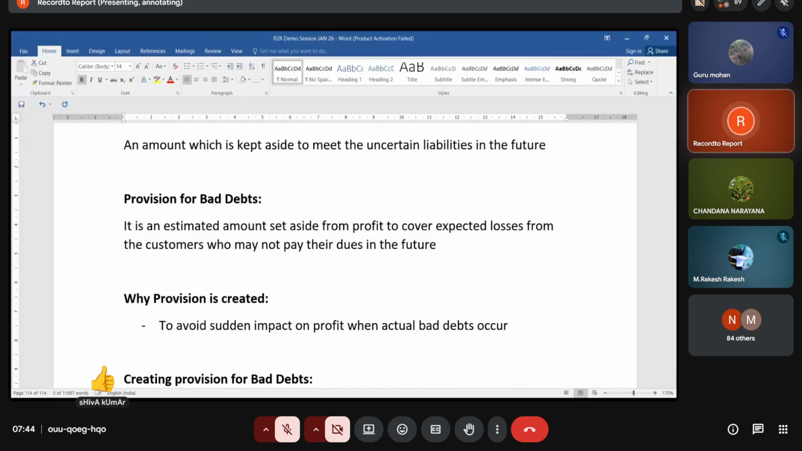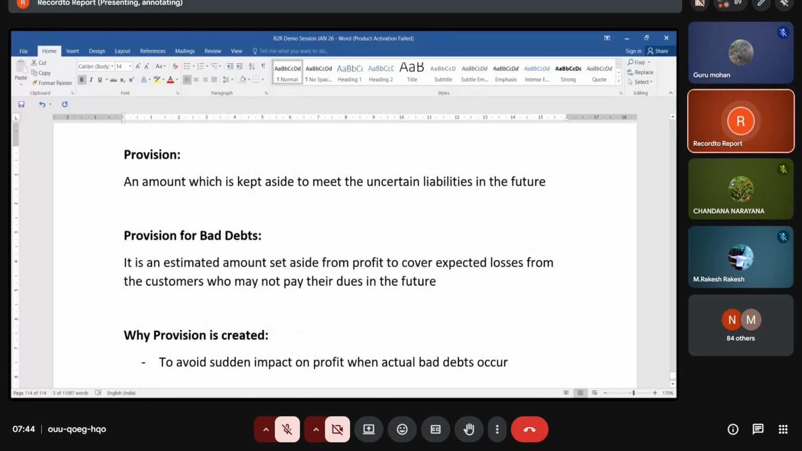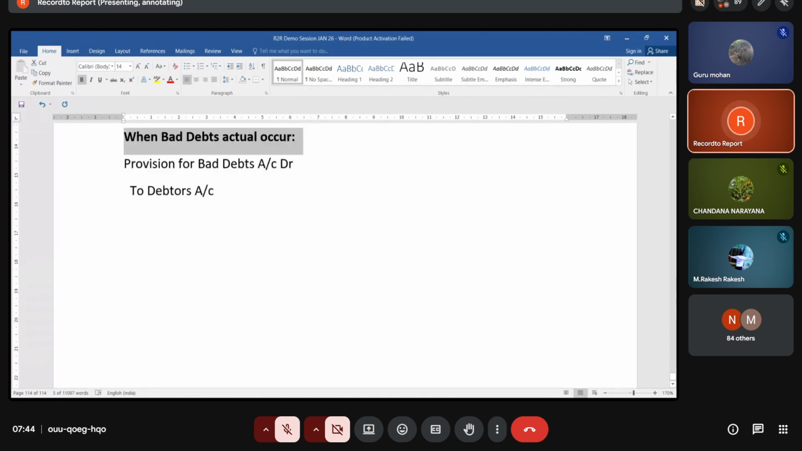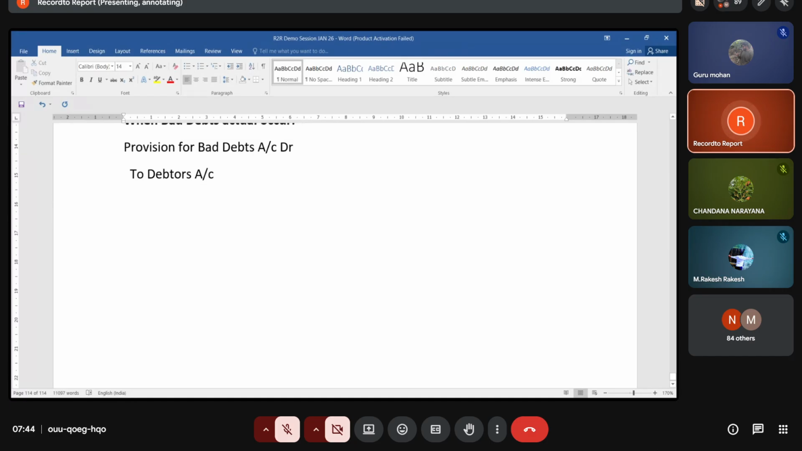Yes. This will be taken care of by the high level people, guys. But for your knowledge and interview purposes, what are bad debts and what is the provision for bad debts? Recently one interviewer at Infosys, last Saturday, asked one simple question, guys.